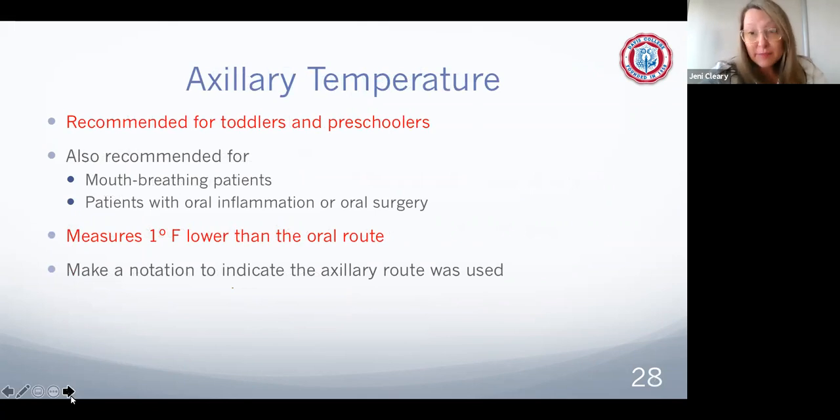The axillary temperature, where the axilla is your armpit. This is a recommended site for toddlers and preschoolers. It's also recommended for mouth breathing patients and patients with oral inflammation or oral surgery. This measures 1 degree Fahrenheit lower than the oral route, and you need to make a notation to indicate that the axillary route was used when you are entering this information in the EHR, which is the electronic health record.